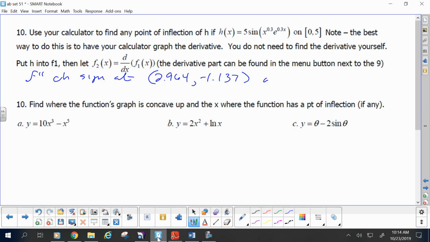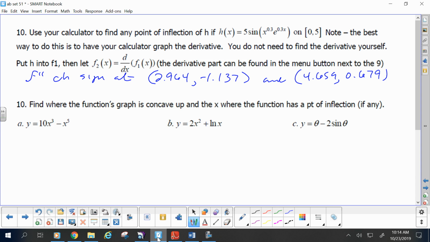And what else? 4.659, what's the Y? 0.679. All right, cool. Go, Ms. Johnson. All right, 10, and by 10 I mean the next 10, not the first 10 we just did. Another 10.